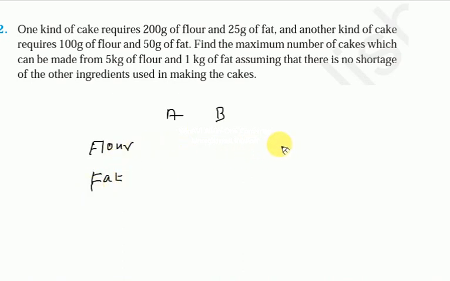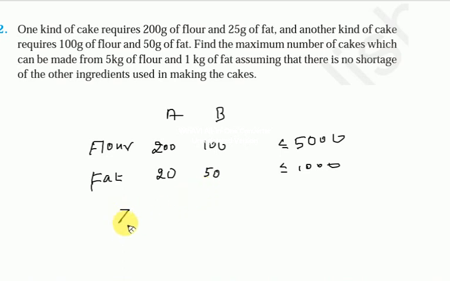Actually, the boundaries are given in kgs. We can convert those kgs into grams. Therefore, it will be flour: we have 5 kg, which means 5,000, and 1 kg means 1,000. And here, 200 gram of flour and 20 gram of fat for cake A, and 100 gram of flour and 50 gram of fat here.